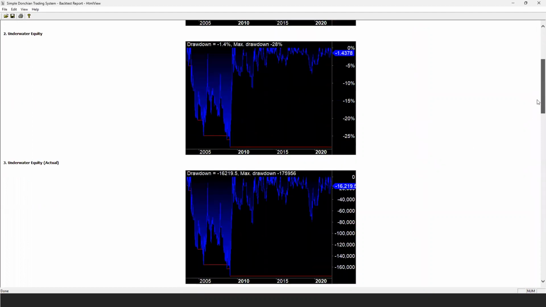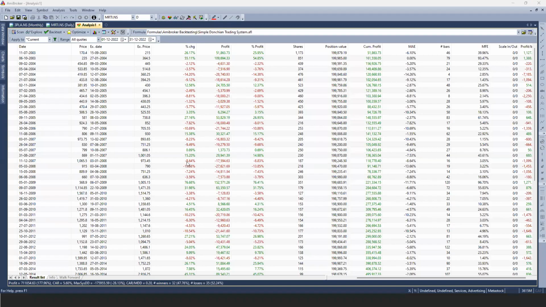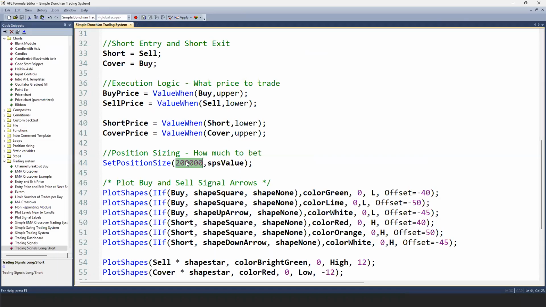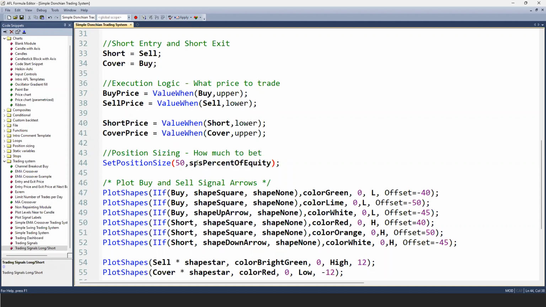How much capital should I allocate? Should I change my capital allocation? Should I change my methodology? Should I compound? If you want to compound, then there is a way to do that. You can say, I always want to deploy 50% of my trading capital. Again, you can say SPS percent of equity.